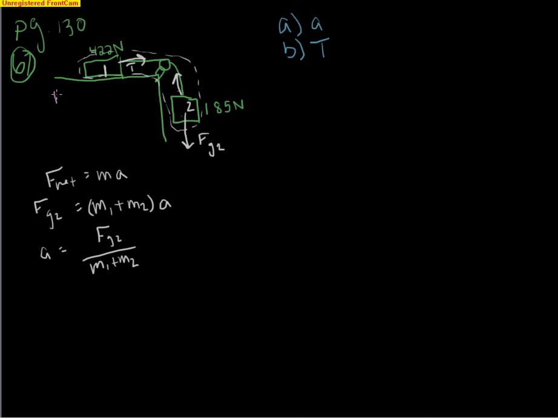So the mass of block 1 can be calculated using Fg. We'll do this off to the side. Fg equals m times g, right? So m is just going to be Fg divided by the acceleration due to gravity. So m1 is going to be 422 newtons divided by 9.8 meters per second squared. So m1 works out to be 43.1 kilograms.